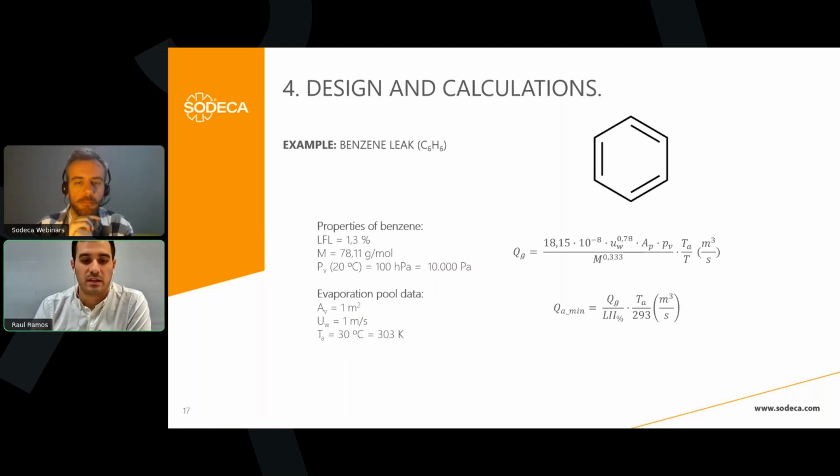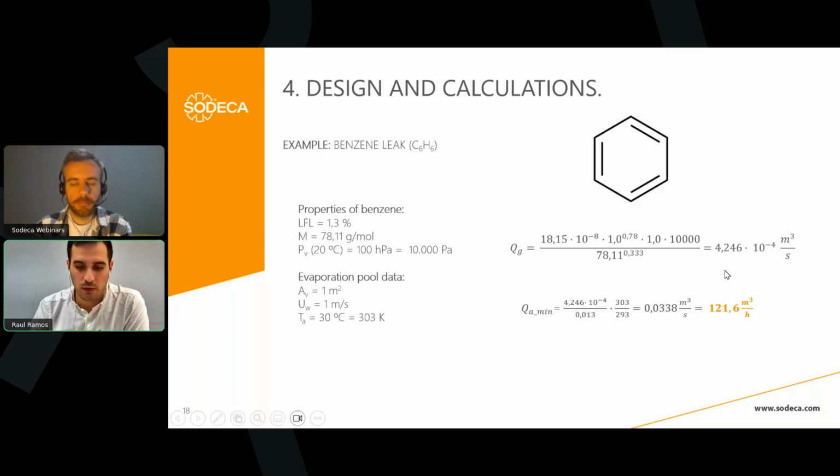So we have here an example of a benzene leak, which has these properties: a lower flammability limit of 1.3%, this molecular weight, and this vapor pressure at 20 degrees Celsius. And we have made an example with an aeration pool, quite simple. A surface area of 1 square meter and a wind velocity of 1 meter per second, and also a room temperature of 30 degrees.